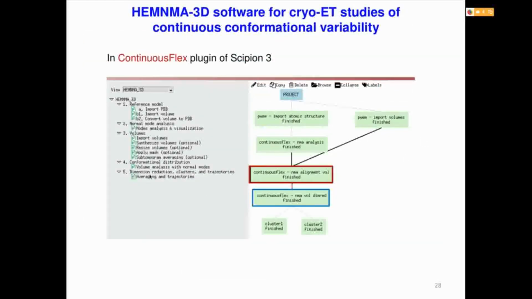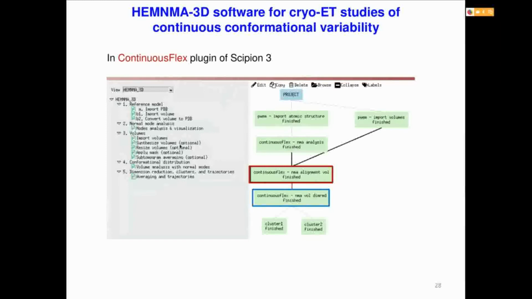And so this is how the graphical interface of HEMNMA3D looks in the Continuous Flex plugin of the latest version of Scipion 3. It is very similar to HEMNMA, so I will not enter into all steps. The most differences you have are in this part where we deal with the volumes. Before we had the images, so now you can import volumes, series of volumes that you want to analyze. Then you can also synthesize volumes.